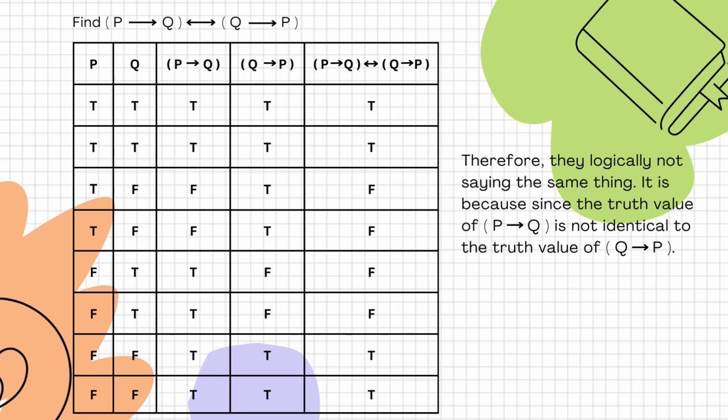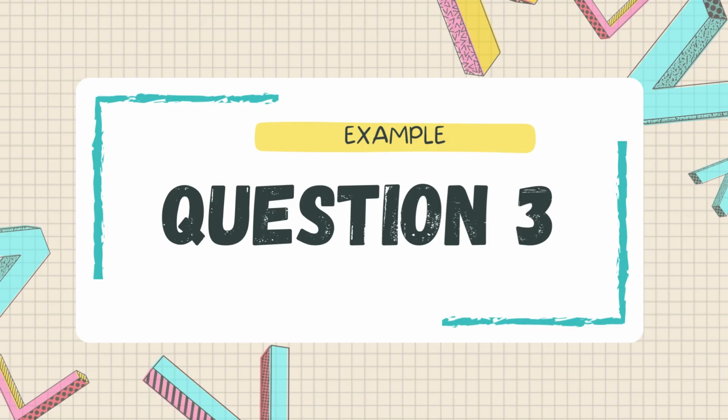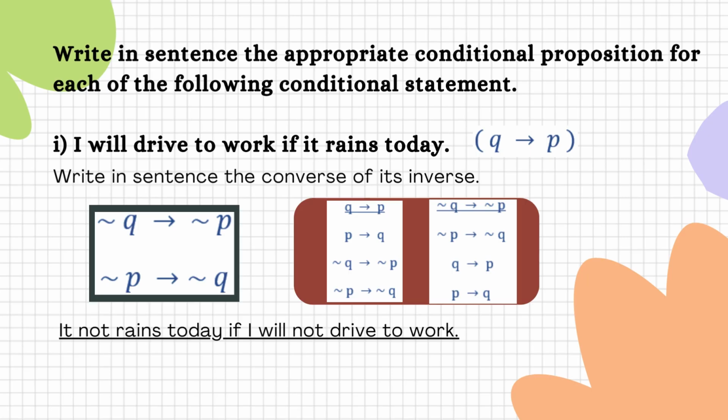For the answer: true, true, false, false, false, false, true, true. Therefore, they're logically not saying the same thing, because the truth value of P implies Q is not identical to the truth value of Q implies P. Question 3. Write in sentence the appropriate conditional proposition for each of the following conditional statement.